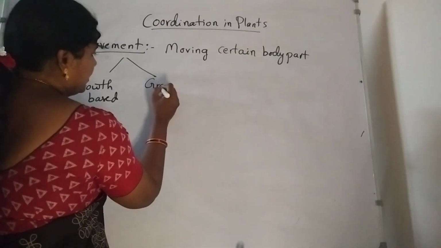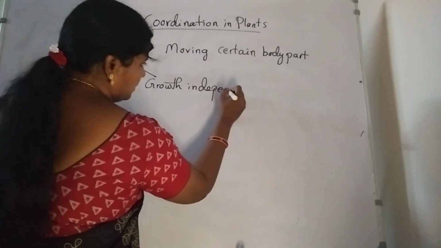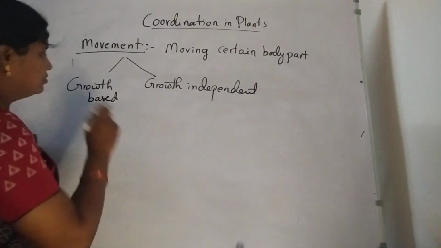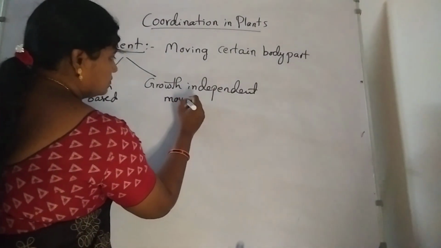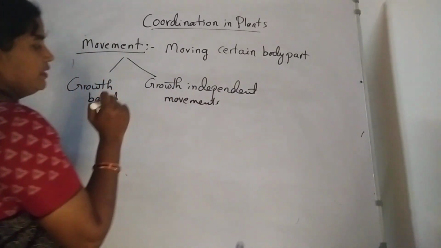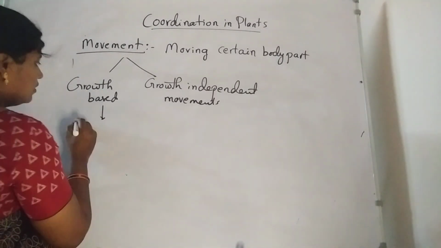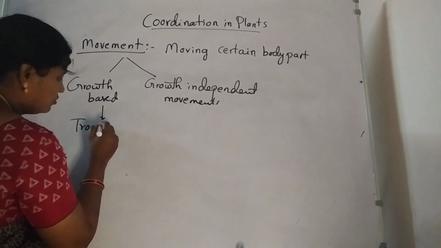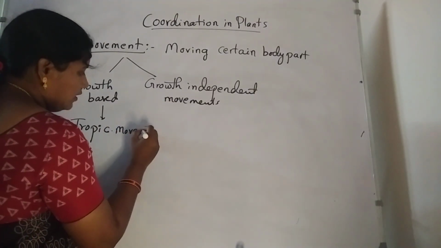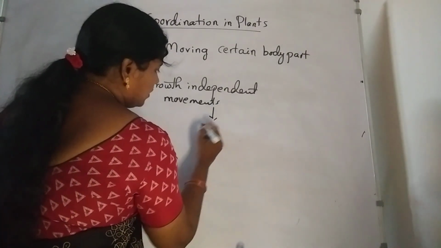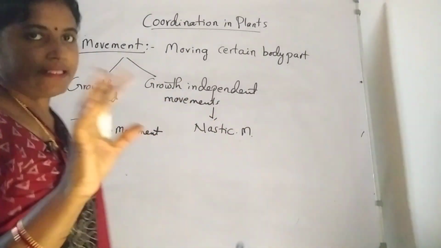and growth independent movements. Growth independent means it is not related to growth. Growth based movements are known as tropic movements, and growth independent movements are known as Nastic movements. I will give an example.